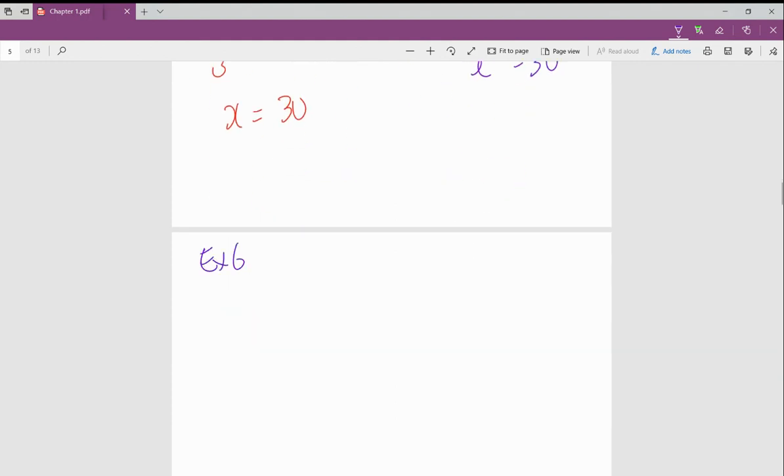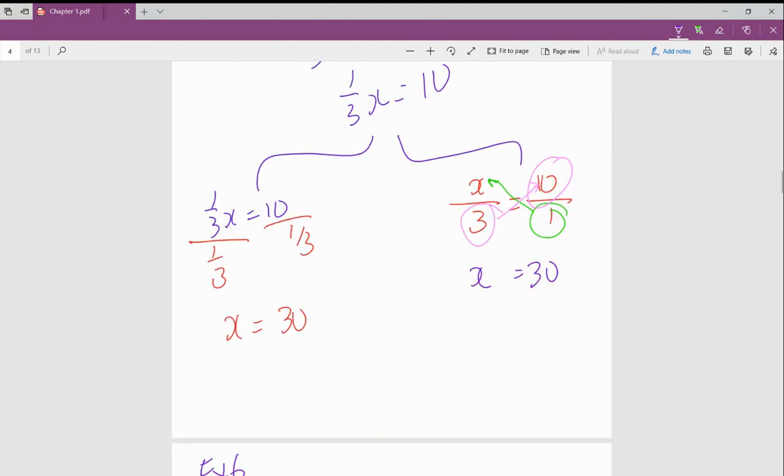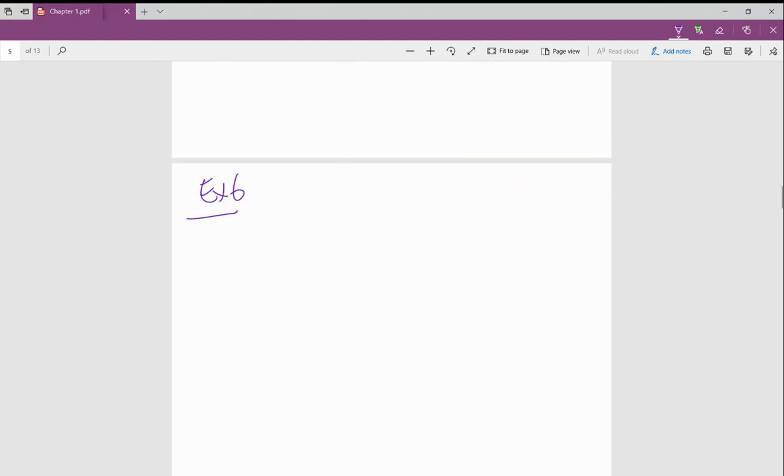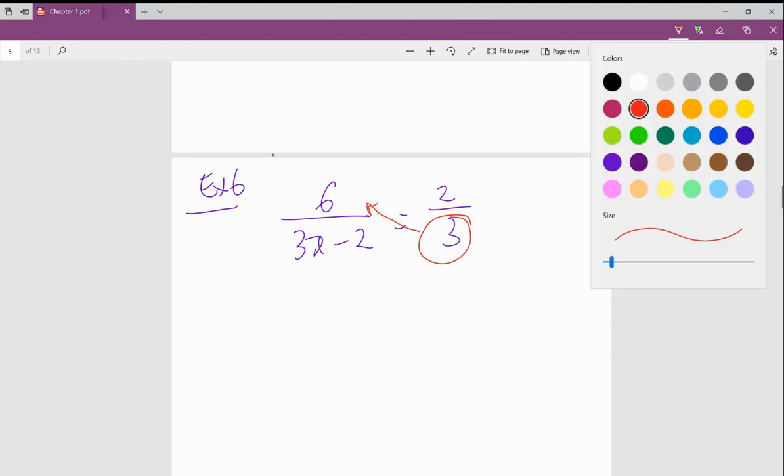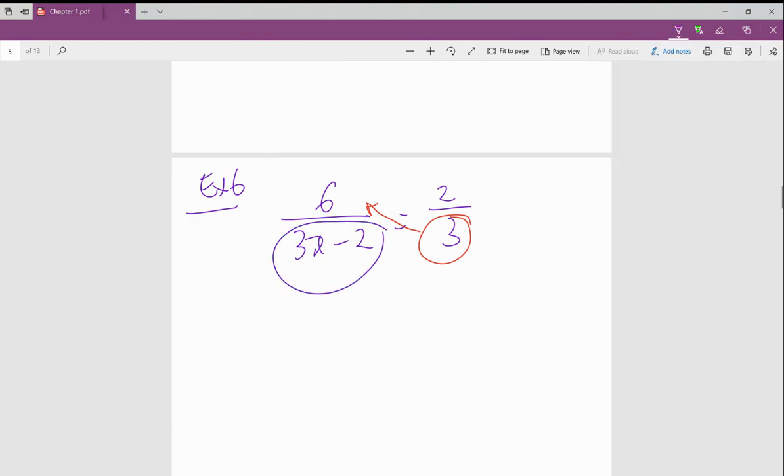Example 6 or 7. Yeah, it should be 5, 6. This question is 6 over 3x minus 2 is 2 over 3. You can try this by yourself. Okay, like I said, you see a fraction and fraction, you can use cross multiplication. This multiplication will go up. And let me use another color for this. This multiplication will go up. So you have 6 times 3, which is 18, and then you have 2, 3x minus 2.